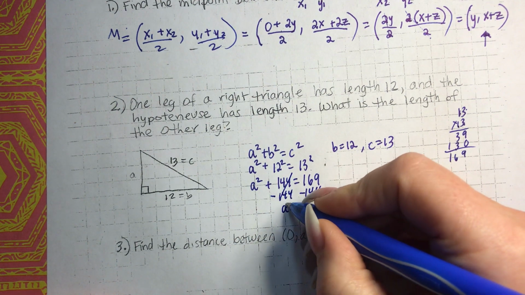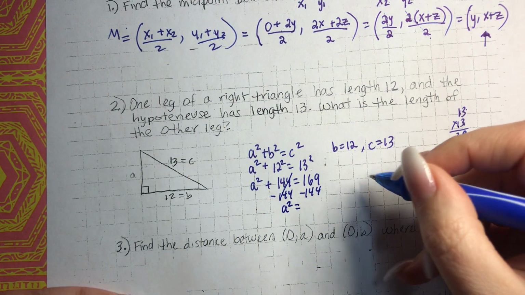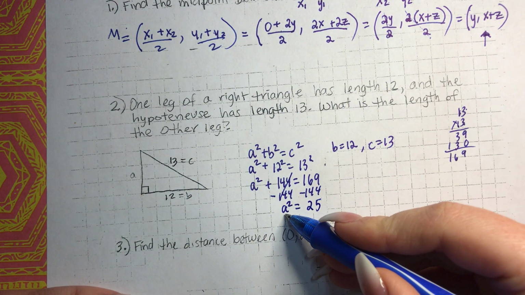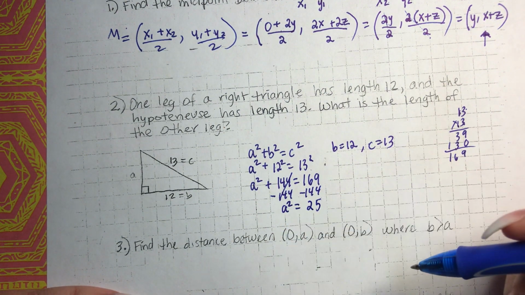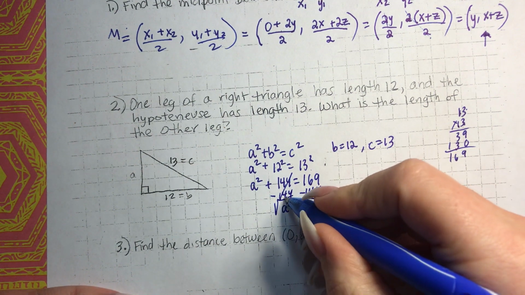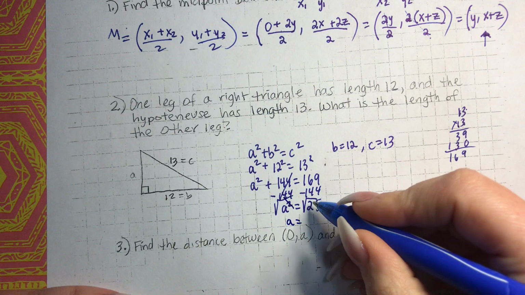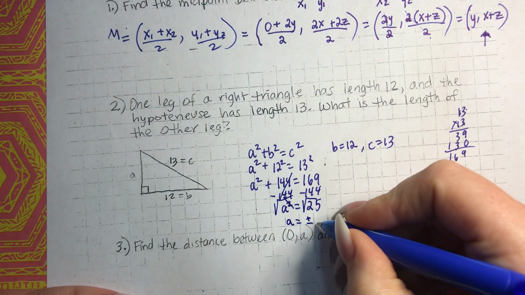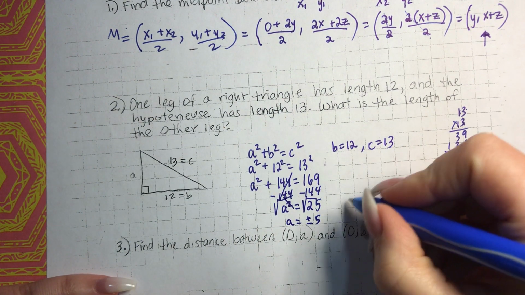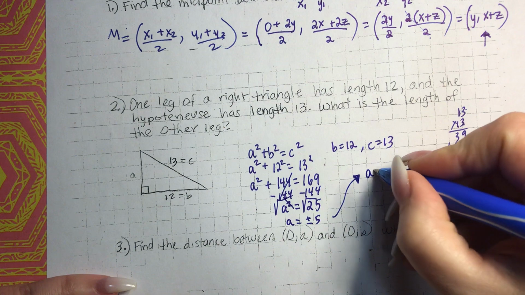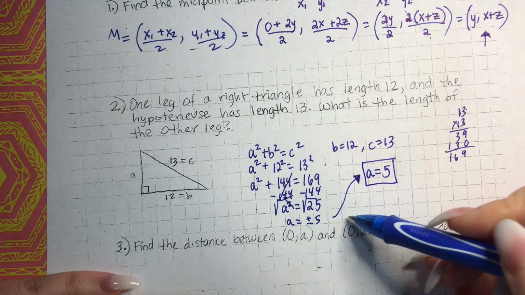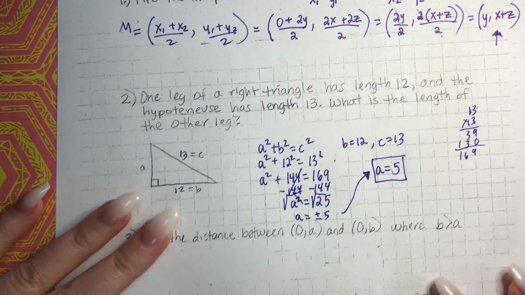That cancels. We're left with a squared is equal to 25, right? We have to get a by itself. The inverse operation of squaring is the square root, so we're going to square root both sides. Square root cancels out squared. We're left with a equals the square root of 25, which is 5. It's going to be plus or minus 5, but when we're talking about distance, we're not going to have a negative 5. So a is equal to 5. That is the other leg. If you got that and showed your work like this, great job. If not, go ahead and fix it.